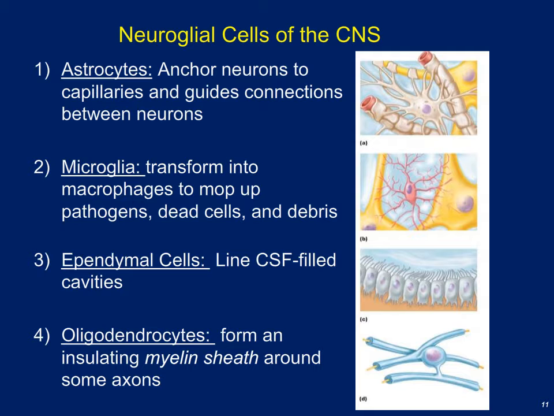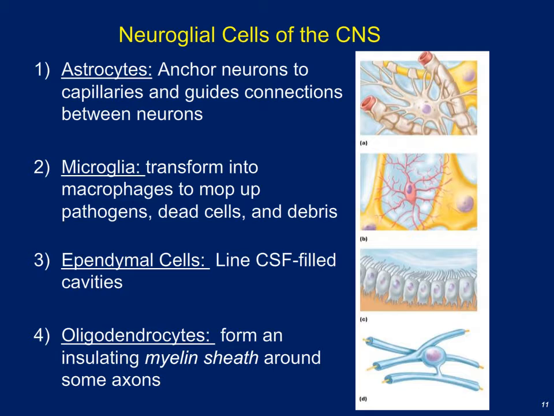So within the central nervous system, we have things such as astrocytes. Now, astrocytes' jobs are to anchor neurons to the capillaries and also guide connections between neurons. On the other hand, microglial cells are there to scavenge up any type of dead or dying cells and also to mop up pathogens. Essentially, when a pathogen is detected, these microglia can transform into something that's sort of like a macrophage and scavenge up the pathogens as well as dead cells and debris.